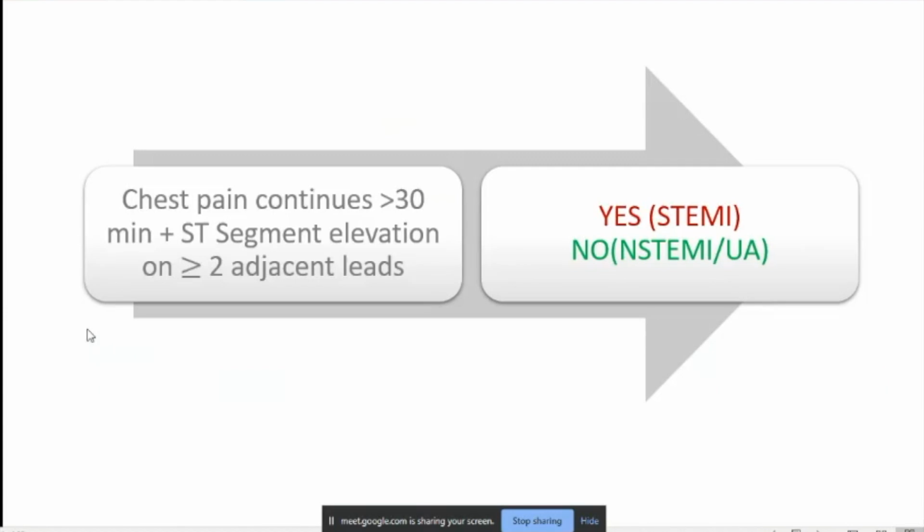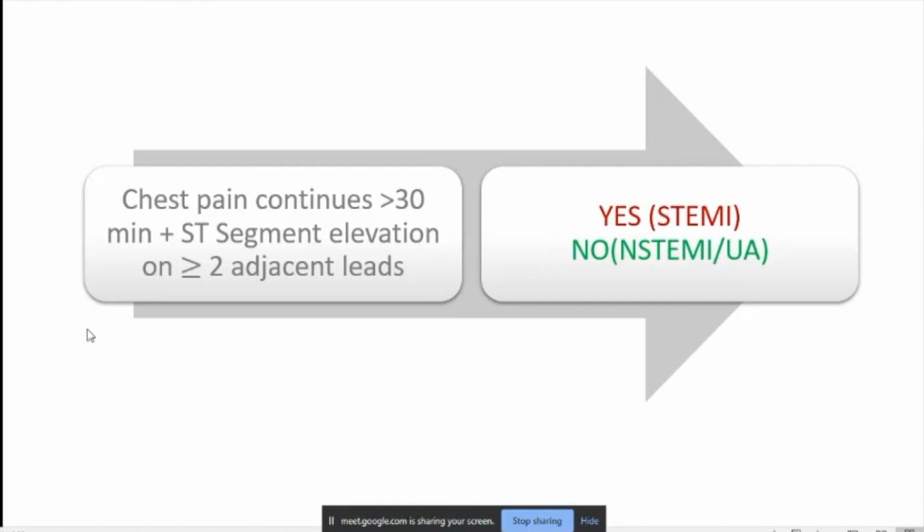Okay, now how do we classify if the chest pain or the acute MI is STEMI or NSTEMI? First criteria: if the chest pain continues for more than 30 minutes. The second criteria is if there is ST segment elevation in more than 2 adjacent leads, so 2 or more adjacent leads. So if the chest pain continues 30 minutes, then we'll do the ECG, right? I said ECG is really important to do.